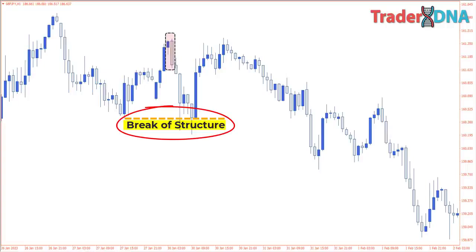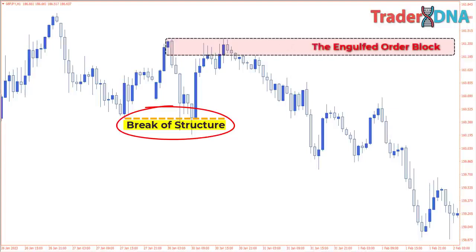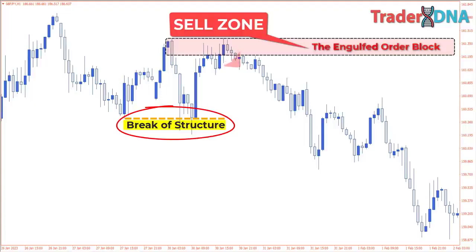The candle we're focusing on is the last bullish candle formed before the bearish movement. Its entire body is covered by the following bearish candle, indicating strong bearish momentum. In this specific case, it's suggested to treat it as an engulfed order block and consider the entire candle as the area of interest.